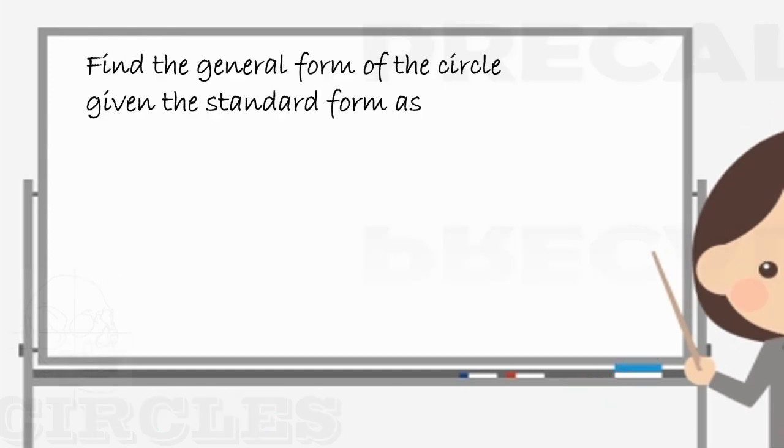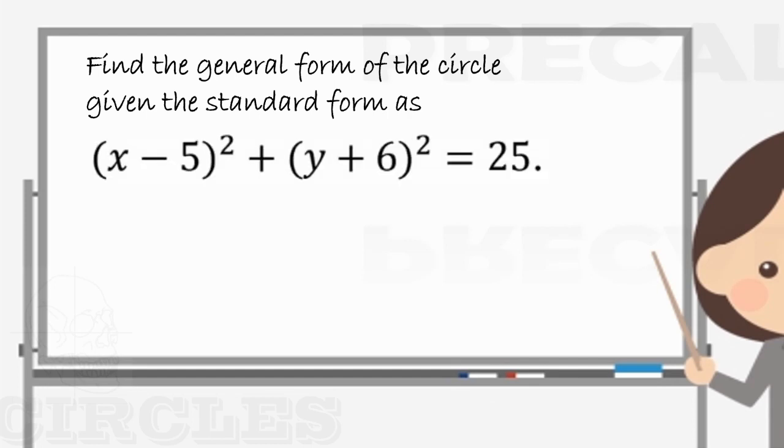For another example, find the general form of the circle given the standard form as x minus 5 squared plus y plus 6 squared is equal to 25. So again, pwede nyo i-post yung video na to, and once you are done answering, you can play again this video and check your answer with my answer.